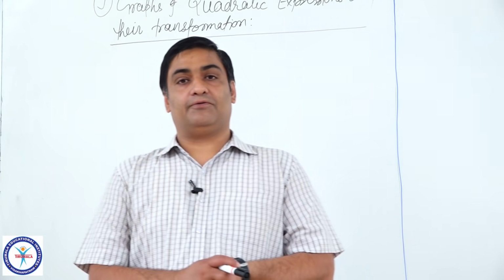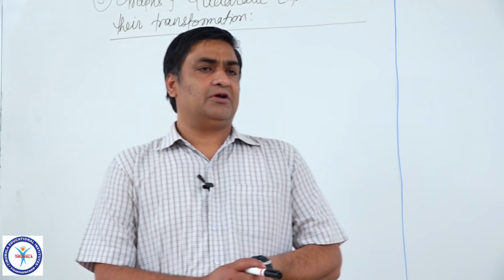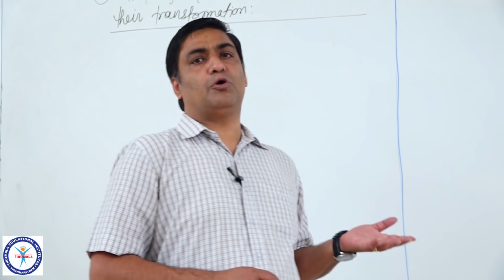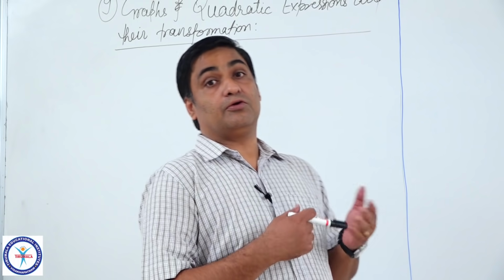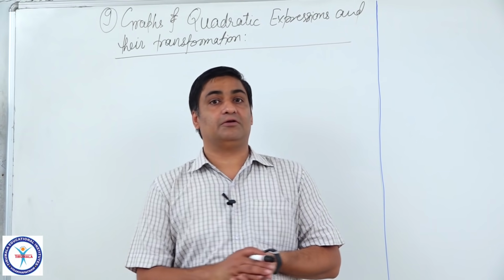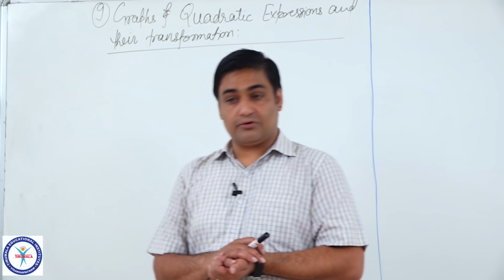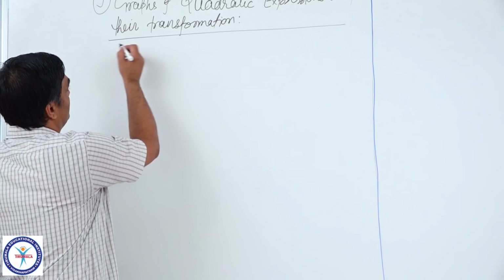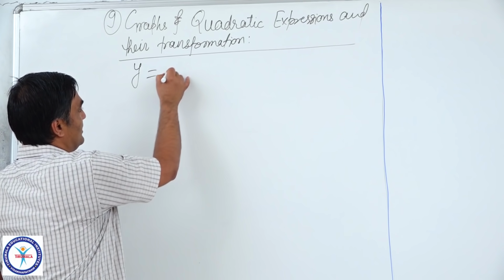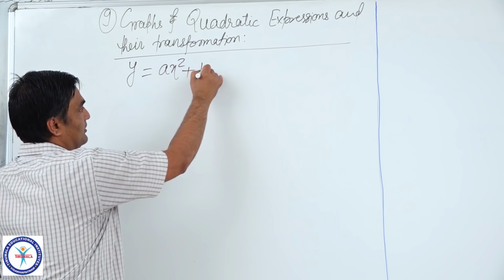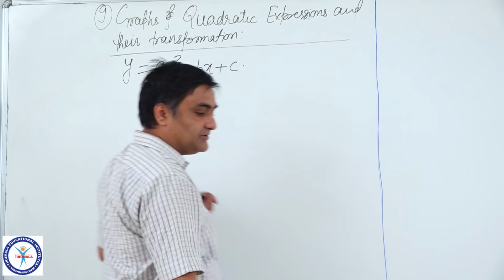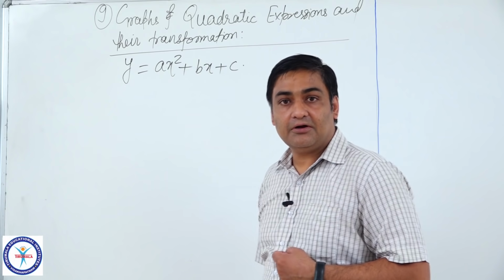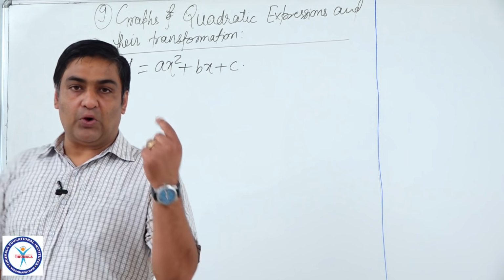See the graphs of quadratic expressions and then transformation. Transformation means putting mod sign on x, how to change the graph, putting mod sign on the whole of the expression, how to change the graph, like that. See, quadratic expression y equal to... drawing graphs means put different values of x, there will be different values of y.